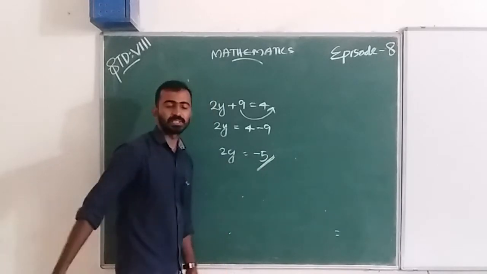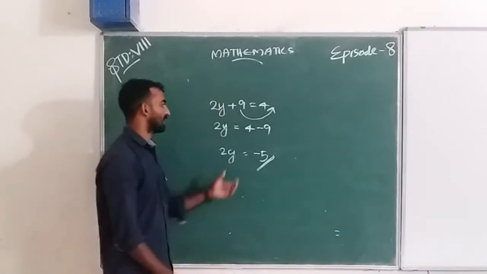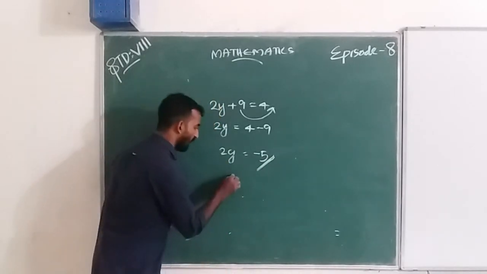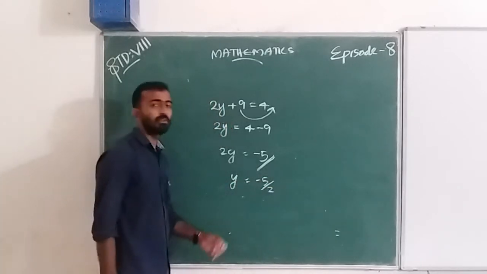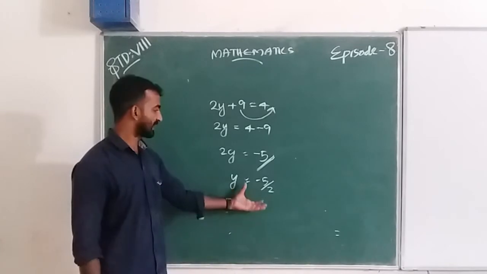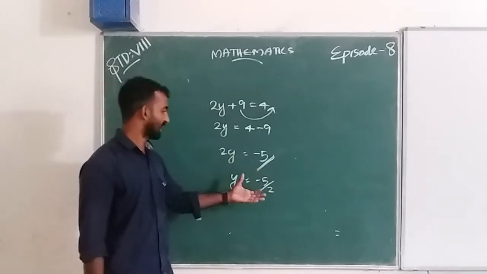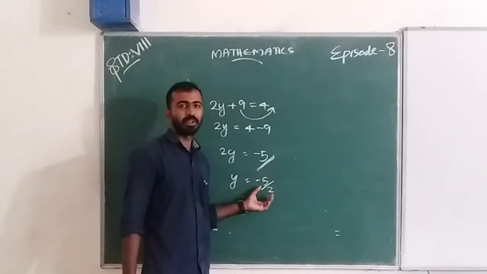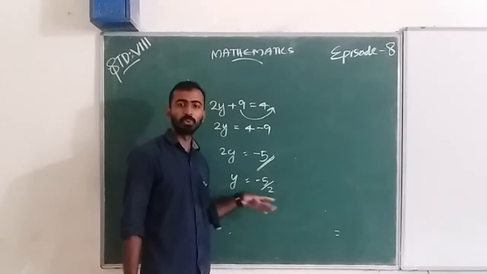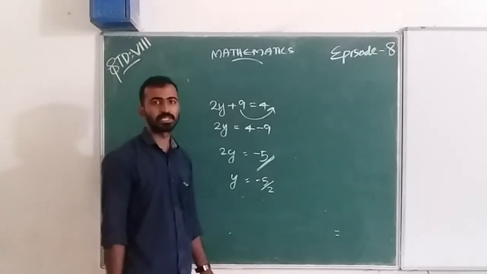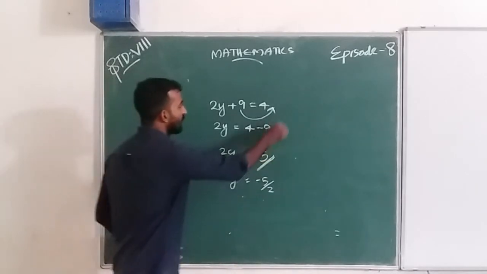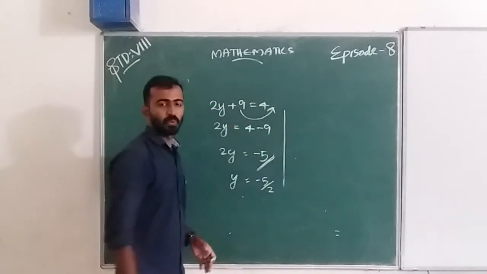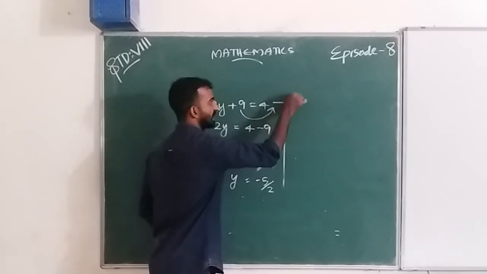Negative 5. Is it right? Yes, negative 5. And the value of y equals negative 5 by 2. This is a rational number in p by 2 form, 2 not equal to 0. Is it? Yes. We can check by putting the value of y in this equation.